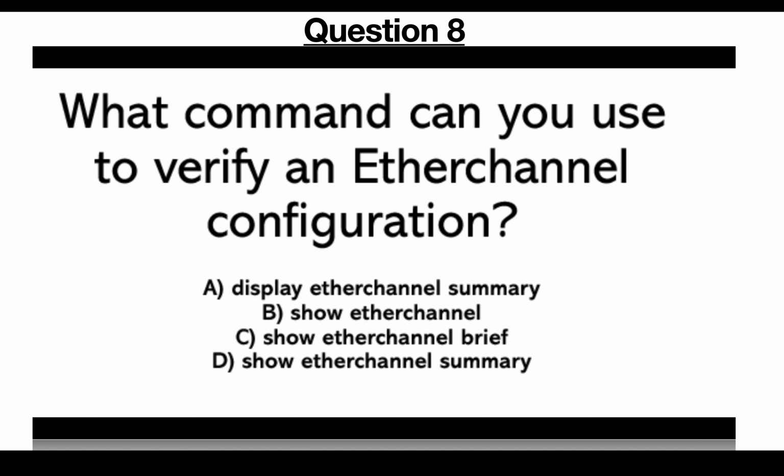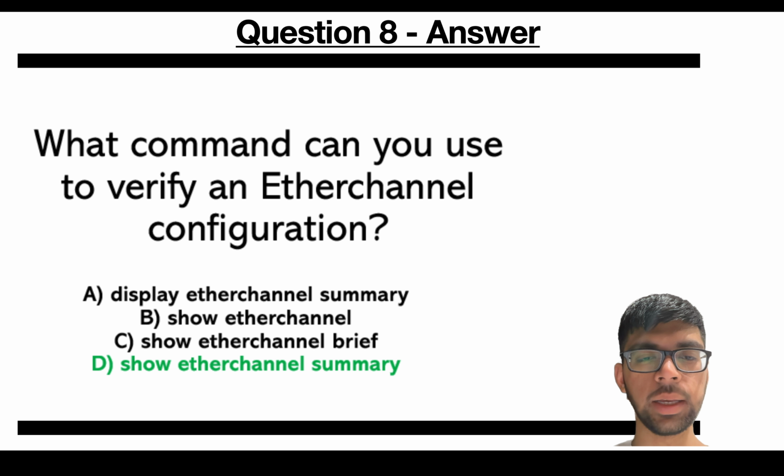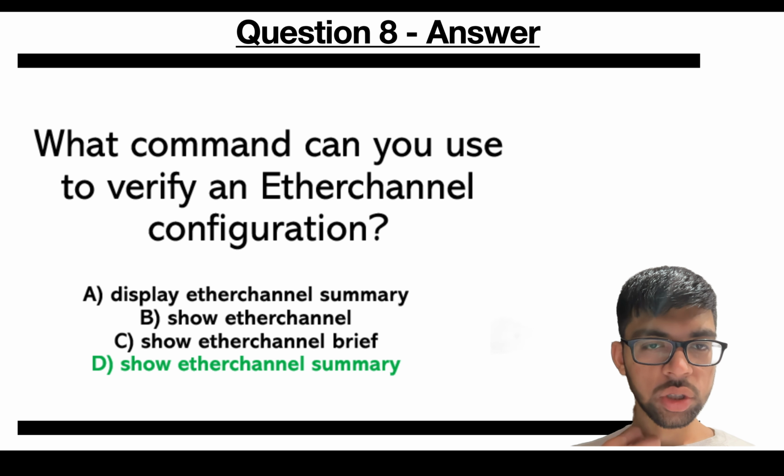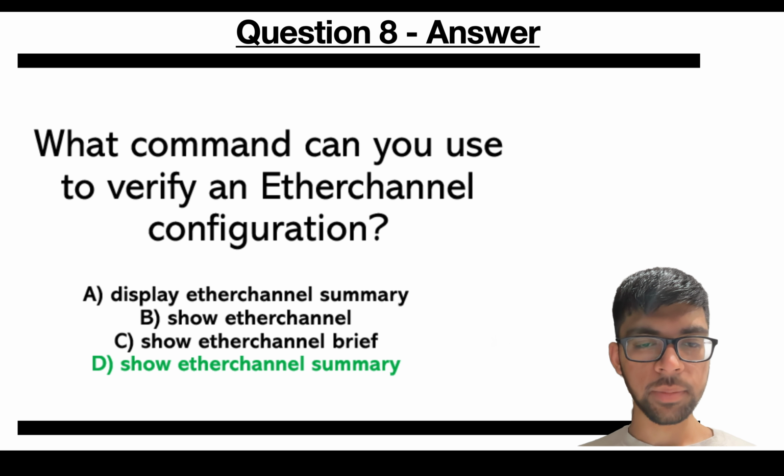So, question number 8, what command can you use to verify an EtherChannel configuration? A, display etherchannel summary. B, show etherchannel. C, show etherchannel brief. Or D, show etherchannel summary. Please have a think and play the answer when you're ready. 5, 4, 3, 2, 1, 0. So, the answer is D, show etherchannel summary. That's what you use to view EtherChannel configuration.